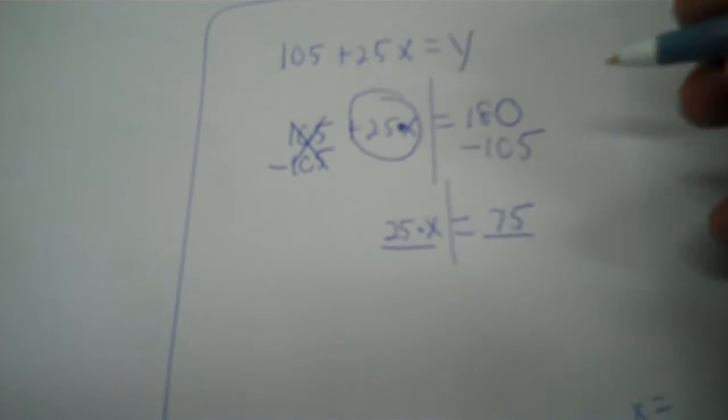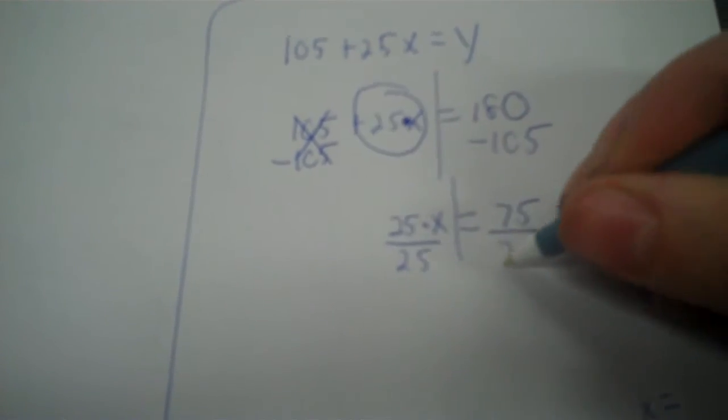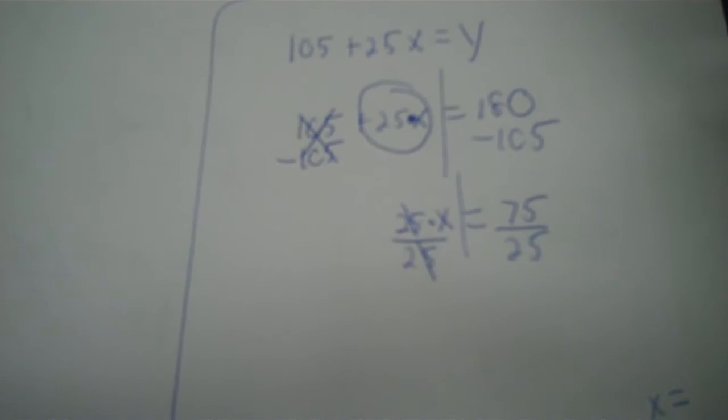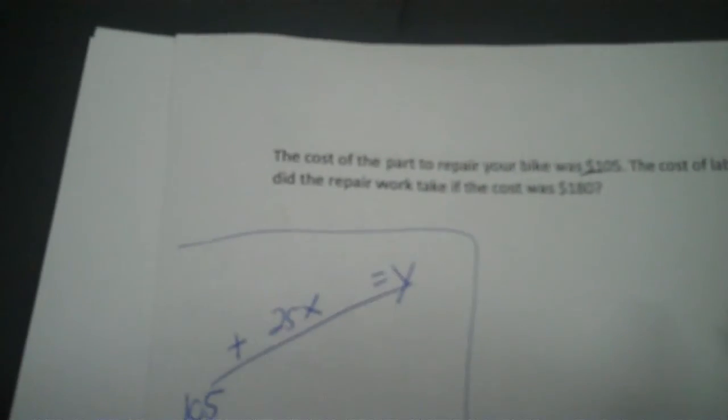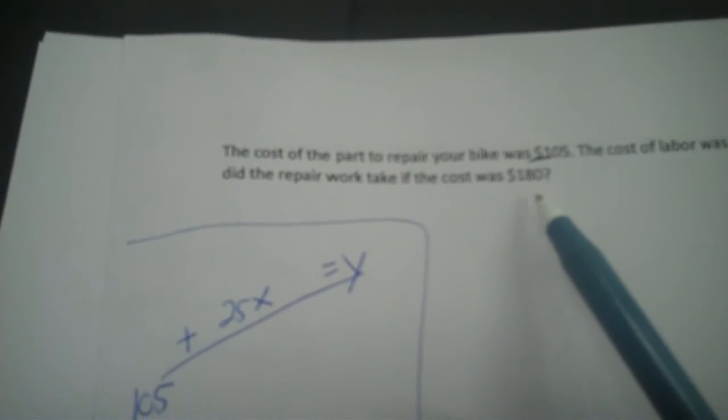Okay, then finally we divide. Remember to put the number under the lines that's with the x, 25, and that's always that way. So 75 divided by 25 is 3. So it took 3 hours. How many hours did it take if the cost was 180? It took 3 hours.